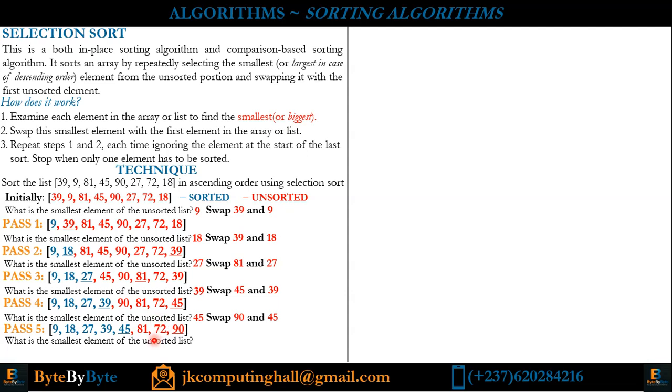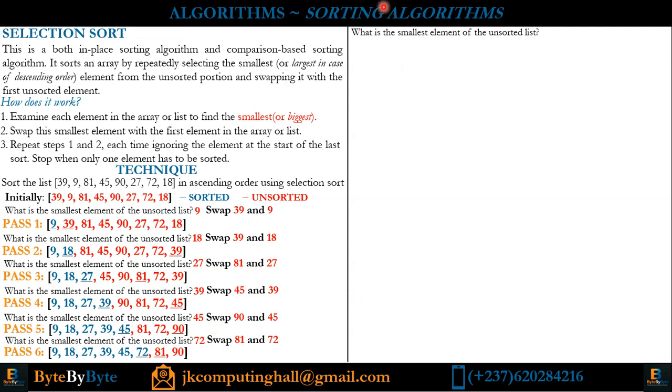72 will be swapped with 81. So this is what I get. Just as in insertion sort, as we gradually move, the unsorted list reduces while the sorted list increases. But the difference is that in insertion sort, the sorted list increases from 1 right up to the maximum, while unsorted reduces from the maximum minus 1 right down to 0. But here, the sorted list increases from 0 to the maximum.